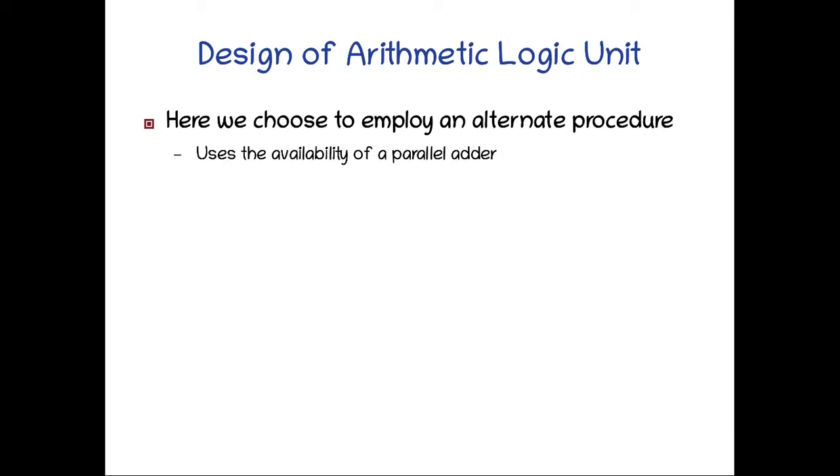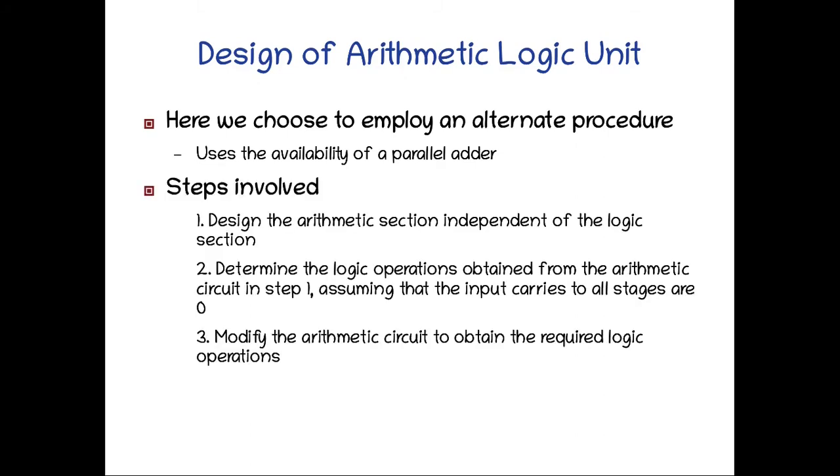Uses the availability of a parallel adder. We assume that we already have a parallel adder, and we can use that parallel adder to design our arithmetic logic unit. The steps involved are: first step, design the arithmetic section independent of the logic section. Second step, determine the logic operations obtained from the arithmetic circuit in step 1, assuming that the input carries to all stages are 0. Third, modify the arithmetic circuit to obtain the required logic operations.